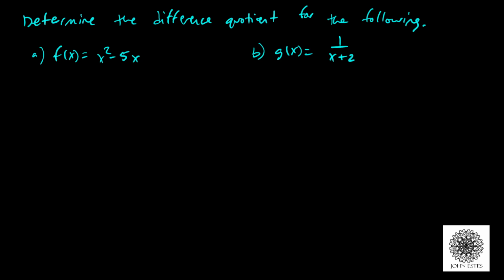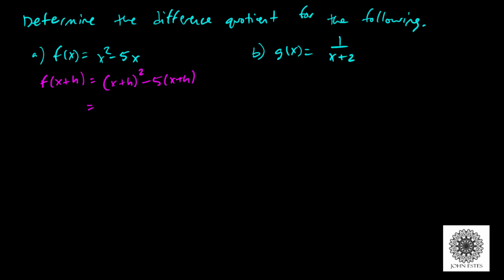Okay, so for part A, we have f of x equals x squared minus 5x. And the first thing we want to do is find f of x plus h. If you remember, what that means is anytime I see x, instead of writing x, I need to write the value x plus h. So that's x plus h squared minus 5 times x plus h.